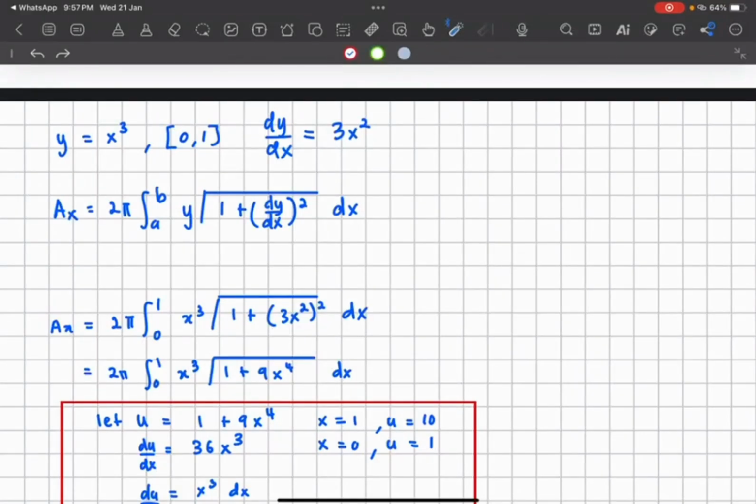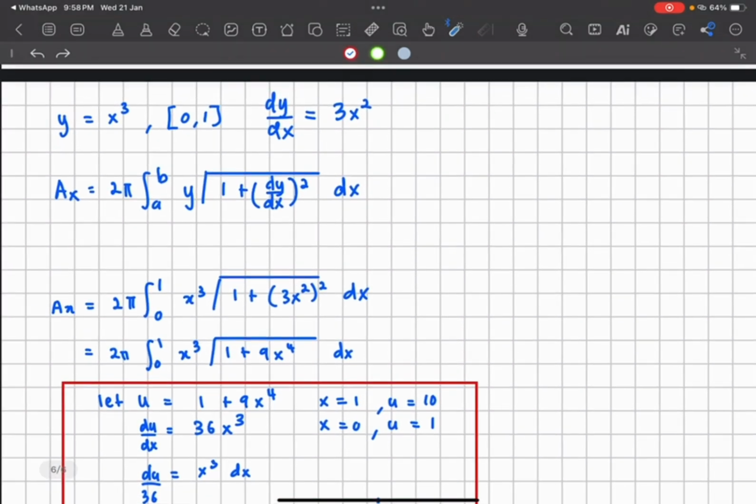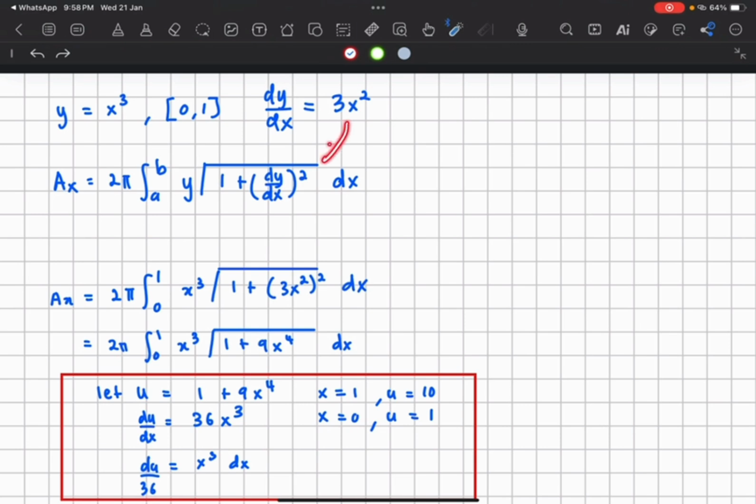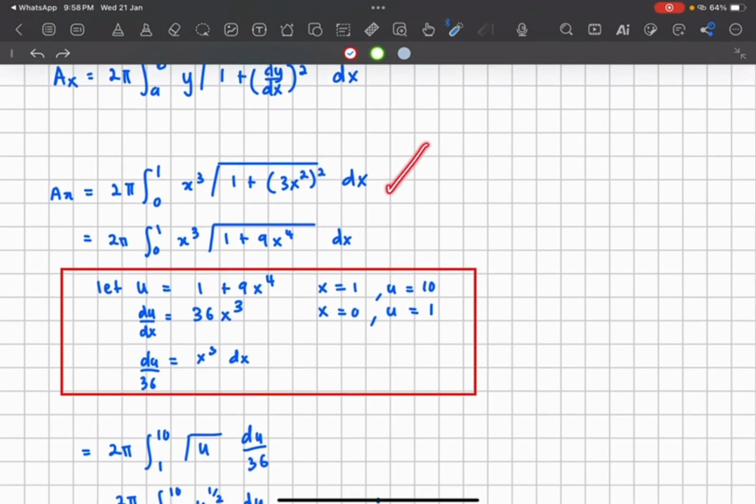Okay, hello guys. So we had this function y equal to x cube that rotates around, from 0 to 1. Before we use the area formula, we need to find the differentiation of this function. So it will become dy over dx equal to 3x squared. After that, we can substitute our function and our differentiation into the formula, and we will get this.